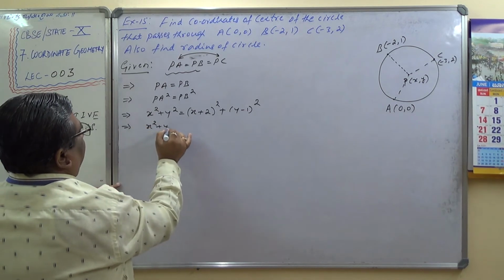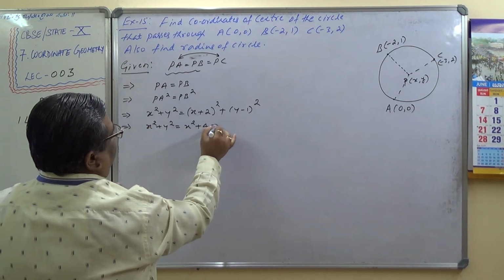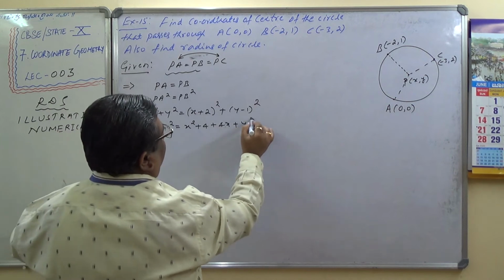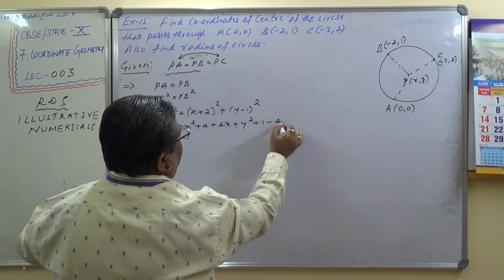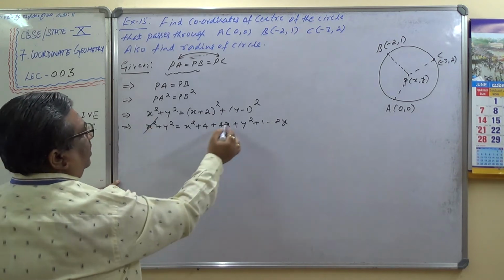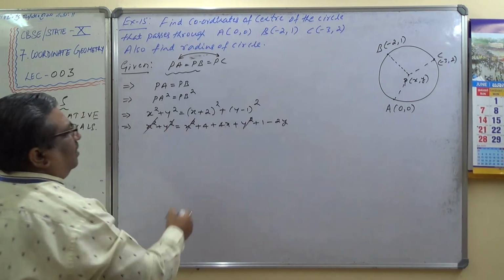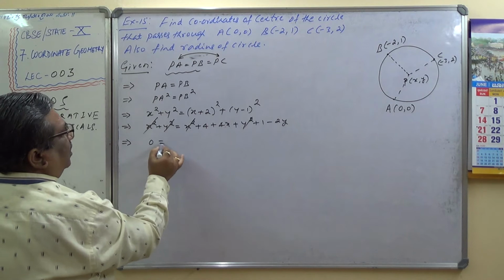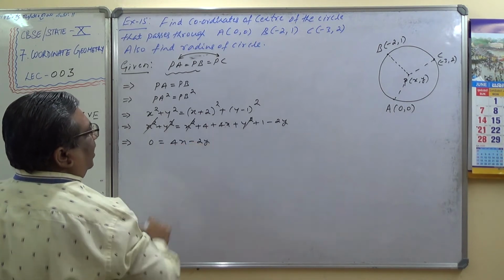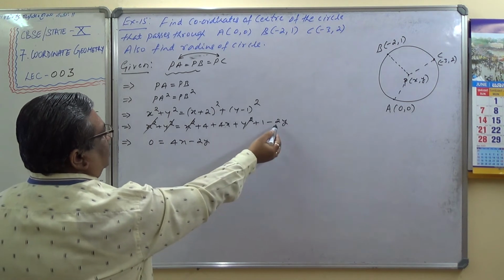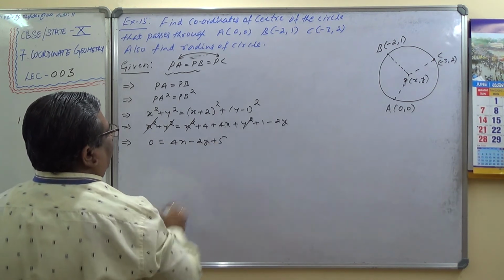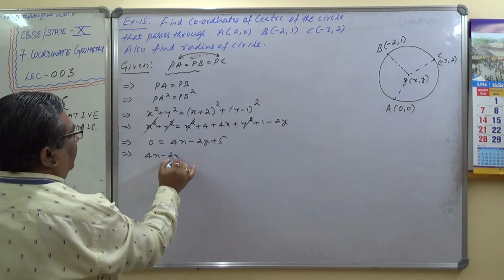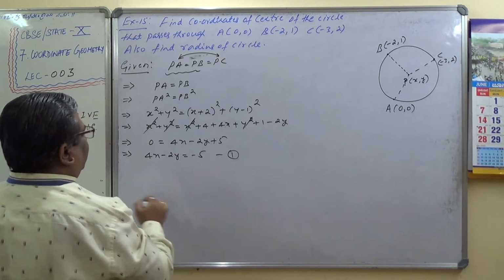implies x square plus y square plus 4 plus 4x plus y square plus 1 minus 2y. This x square, y square cancel, 4x minus 2y, 4 plus 1, 5, implies 0 equals 4x minus 2y plus 5. So you can do this way also. 4x minus 2y equals minus 5, first equation.